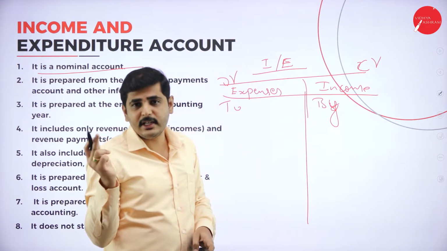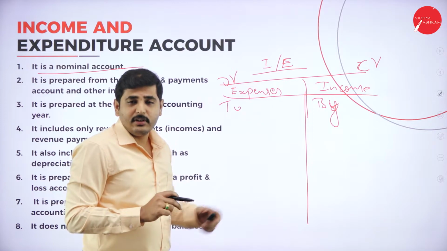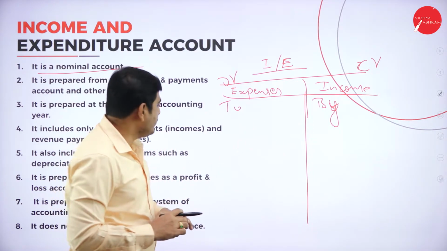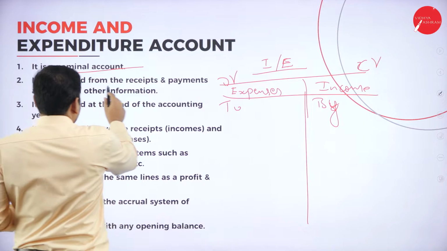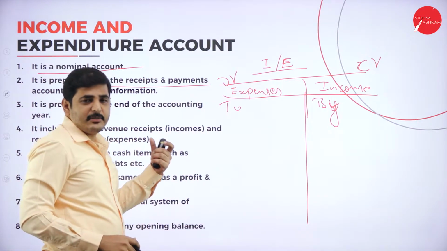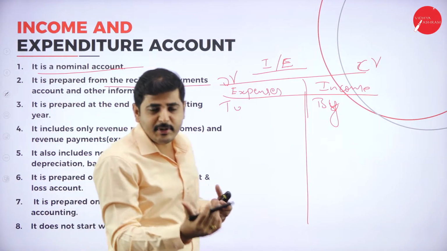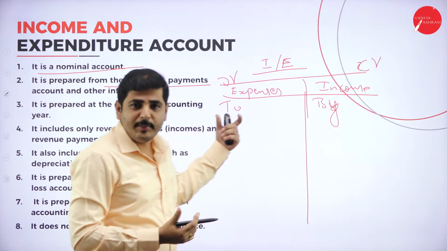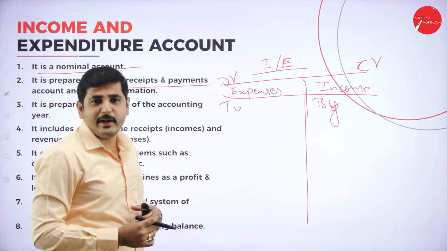Receipt and payment account is the real account. Income and expenditure account is a nominal account. Next one, it is prepared from the receipt and payment account. On the base of the receipt and payment account, and also some adjustments given there, we have to prepare the income and expenditure account.